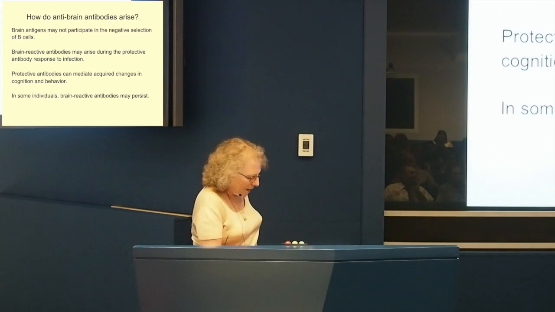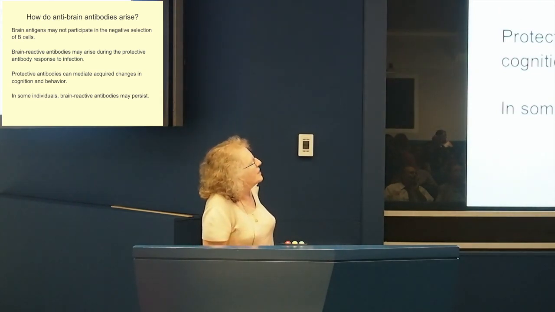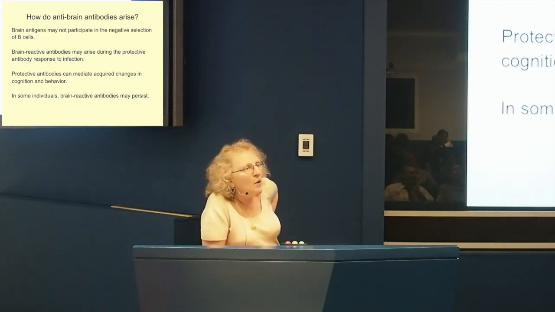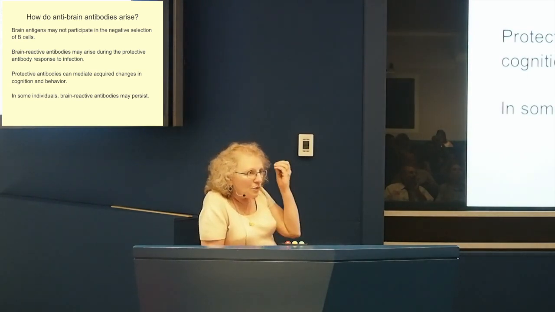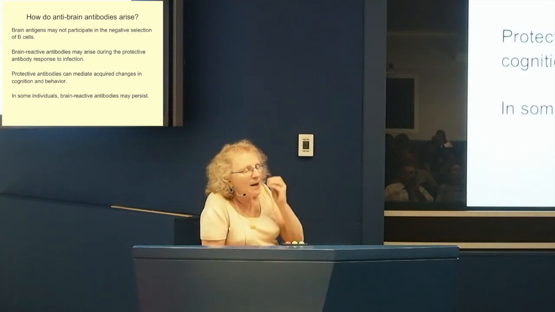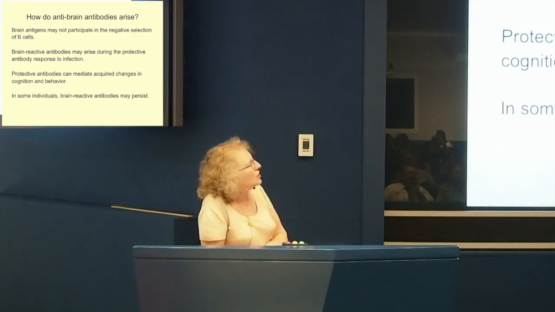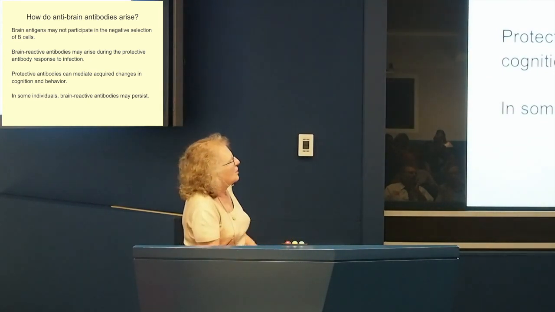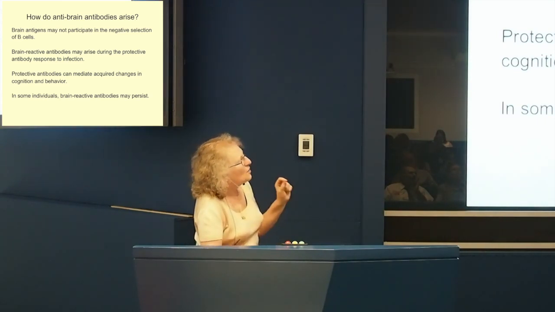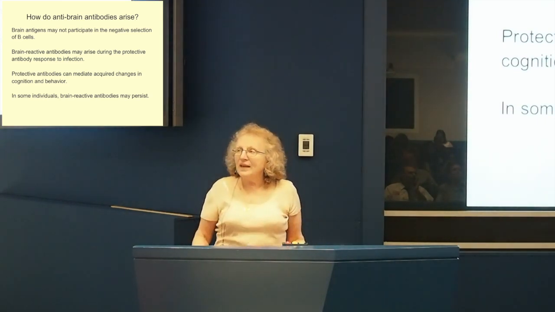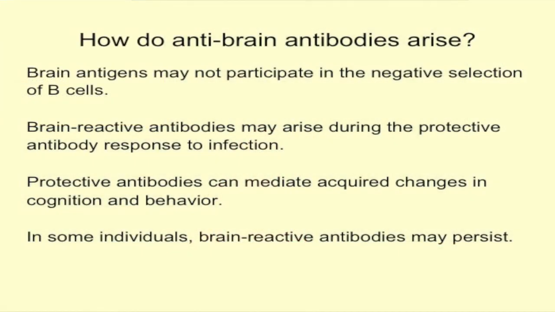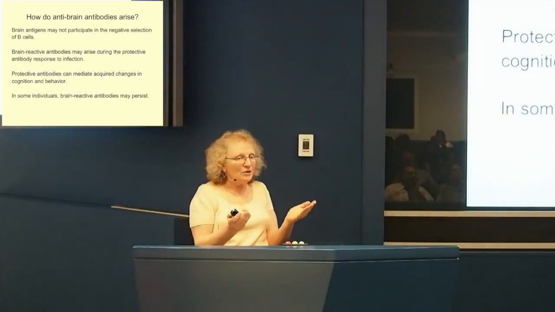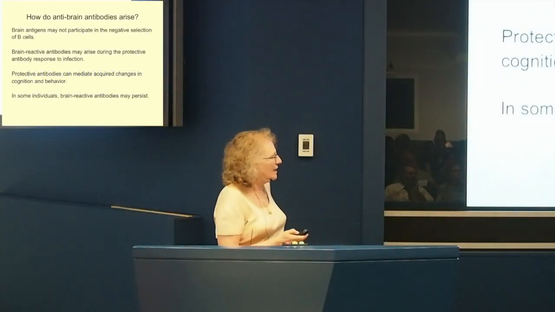What we've been very interested in is that once you form the blood-brain barrier, brain-specific antigens may not participate in the negative selection of autoreactive B cells, which I'm going to show you in a minute. And so that means that brain-reactive antibodies may arise in the course of protective responses, and presumably these protective antibodies, as in the case of rheumatic fever, might also be neurotoxic if they manage to get into the brain.